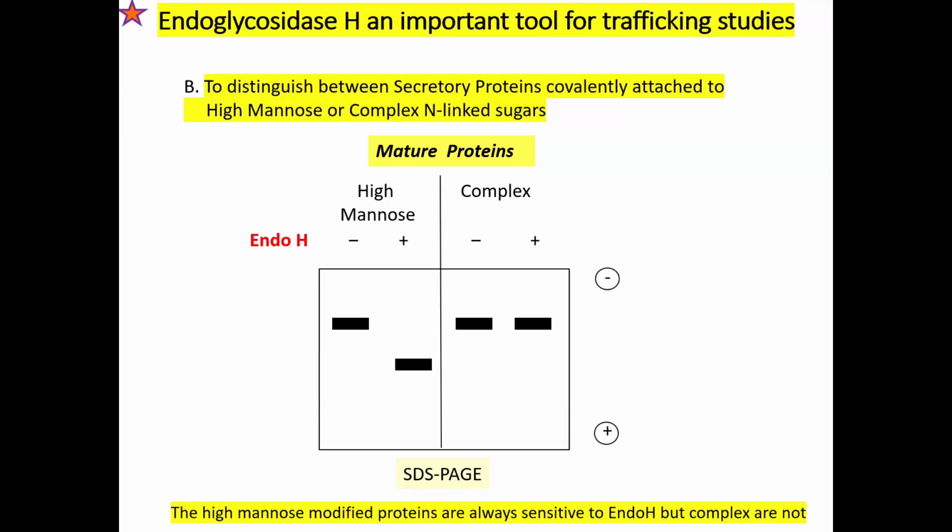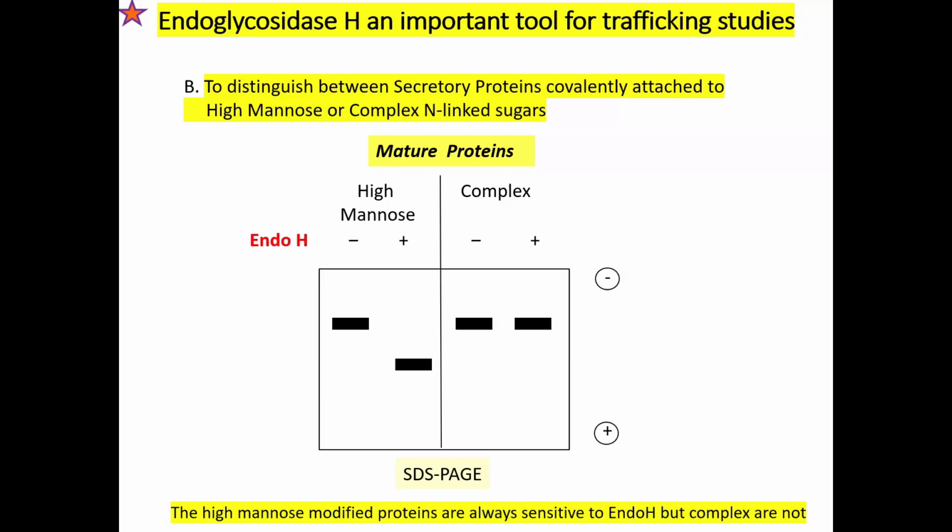But see in the complex: the complex protein cannot be digested by endo-H, so this is with glycosylation. There is no lower band in there. So if you take a mature protein out of your Golgi or plasma membrane and digest it with endo-H, just looking at this pattern, you can tell whether your protein is a complex glycosylated protein or a high mannose protein.